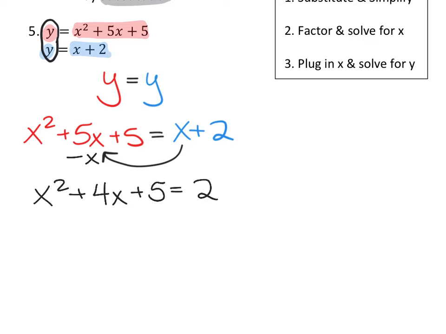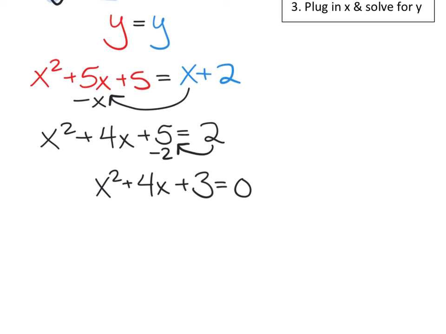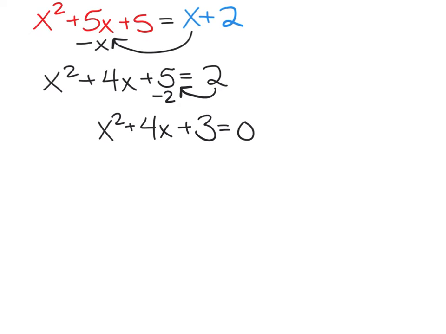Is it set equal to 0 yet? No. So I've got to move this 2 over, right? When it moves over, what happens? Negative. So it's going to combine with the 5, and it's going to make x squared plus 4x plus 3 equal to 0. The moment I have it set equal to 0, I can identify A, B, and C, and I can factor using my X puzzle.